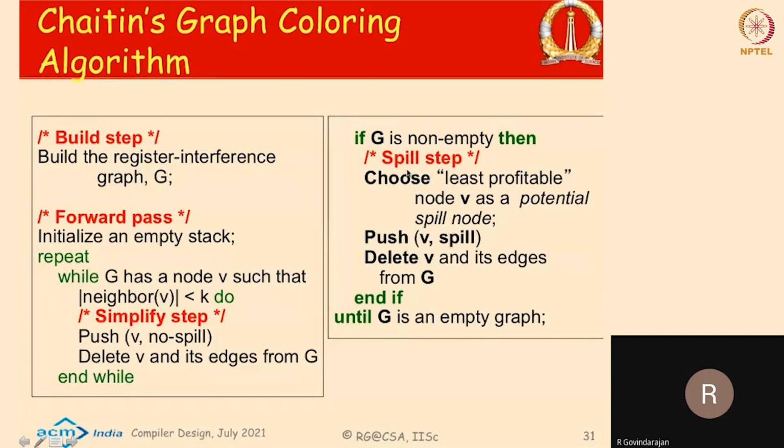Then you do the spill step, where you try to identify one of the remaining nodes as a spill node and push it into the stack, saying that it is a spill node. Then delete that particular node also and the edges connected to it. And then after that, again, you go back to the simplify step. Keep doing the simplify. If you can't simplify, go to spill. Just do one spill, then come back to simplify. Once you are able to completely simplify the graph by doing the simplify and spill process, all the nodes would be in your stack in some order.